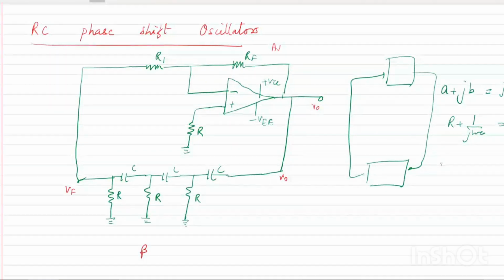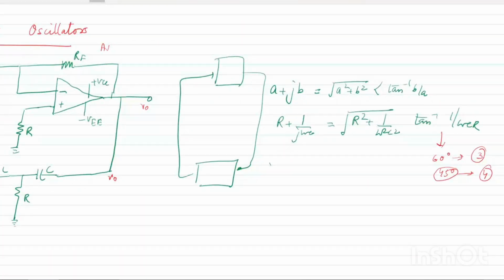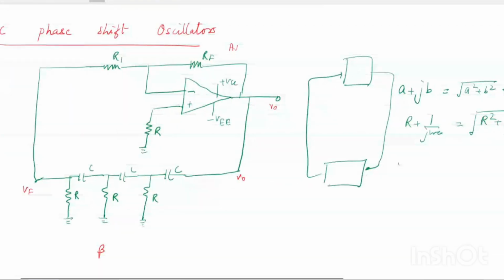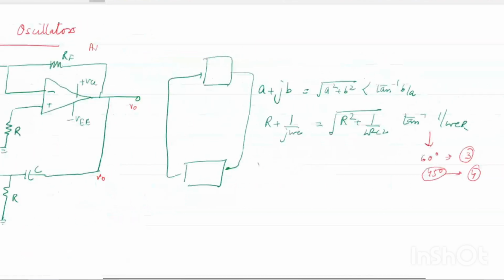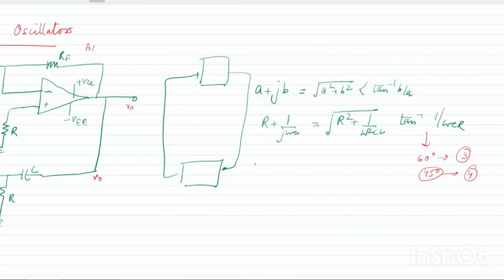As I told you, any complex number a plus jb can be written as root of a square plus b square and angle tan inverse of b by a. So in place of a plus jb we have an RC. When we say we have an RC component, I can get R plus 1 upon j omega C. So I can get this type of magnitude and phase.